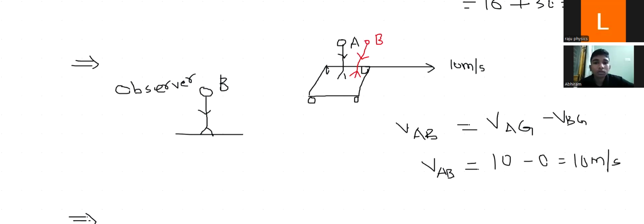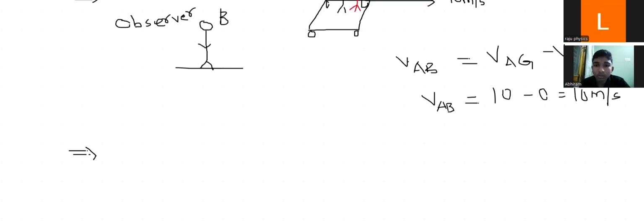B is not there, Abhi. So B is also sitting on the trolley. The trolley moves with a speed of 10 meters per second. So what is the relative velocity of A with respect to B? 0, sir. Yeah, excellent, Abhi. So 0.